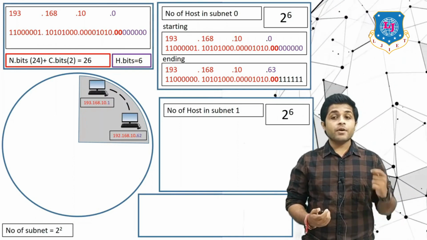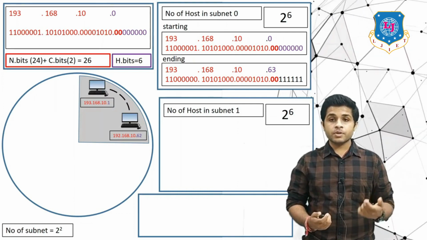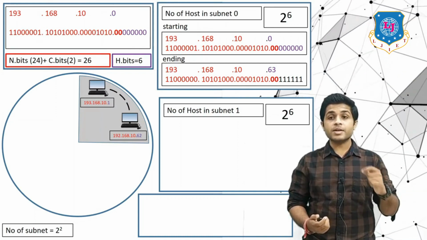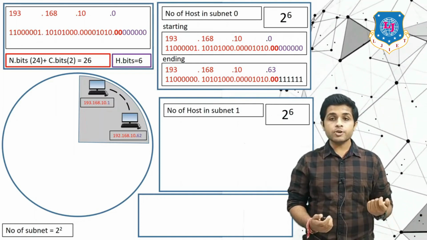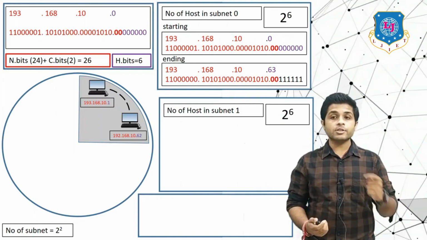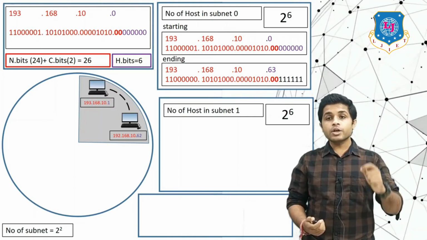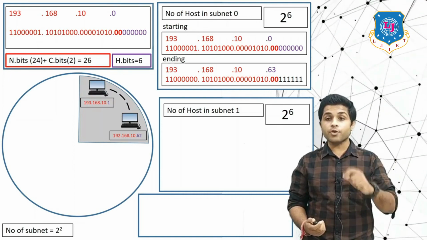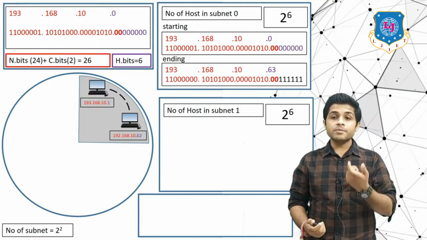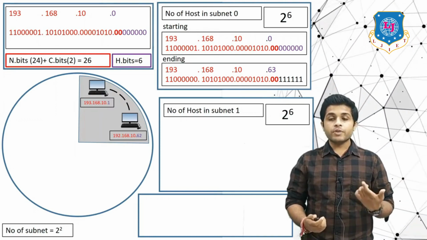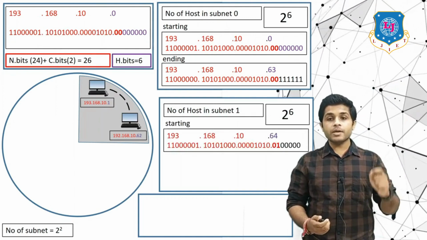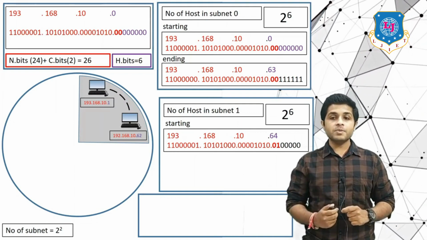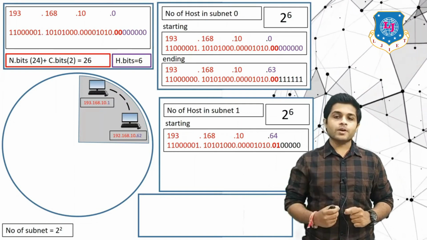Now let's find the first address in the subnet 1. To find it, we will see the last address in the subnet 0. What is the last address in the subnet 0? It is 193.168.10.63. If you increment 1 to the last address in the subnet 0, you will get 193.168.10.64, and in that case the converted bits will be changed. So the first address in the subnet 1 will be 193.168.10.64, and notice the value of the converted bits has changed from 00 to 01.